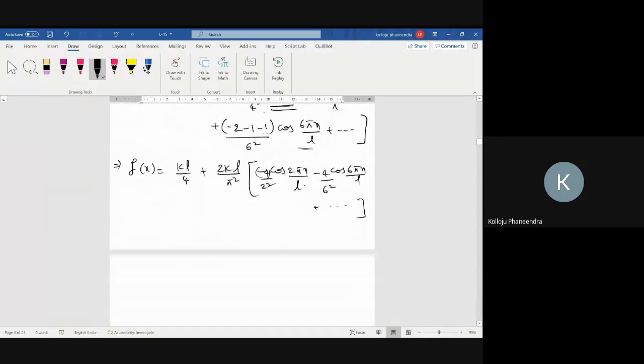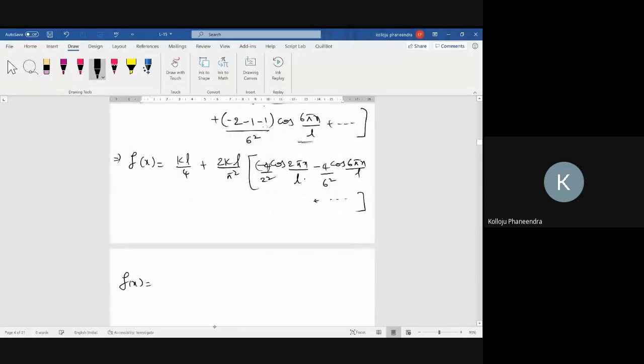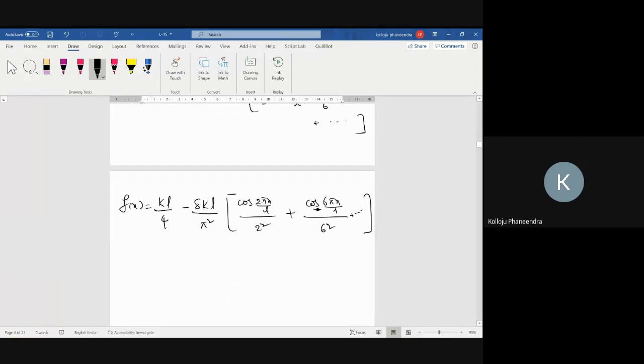So what is the common then? F of x equal to kl by 4. What is common in every term? Minus 4 is common, first thing. So this becomes minus 8kl by pi square, one thing. So what is this? It becomes cos 2 pi x by L by 2 square plus cos 6 pi x by L whole by 6 square and so on. And I can write this as 2 square into 3 square.